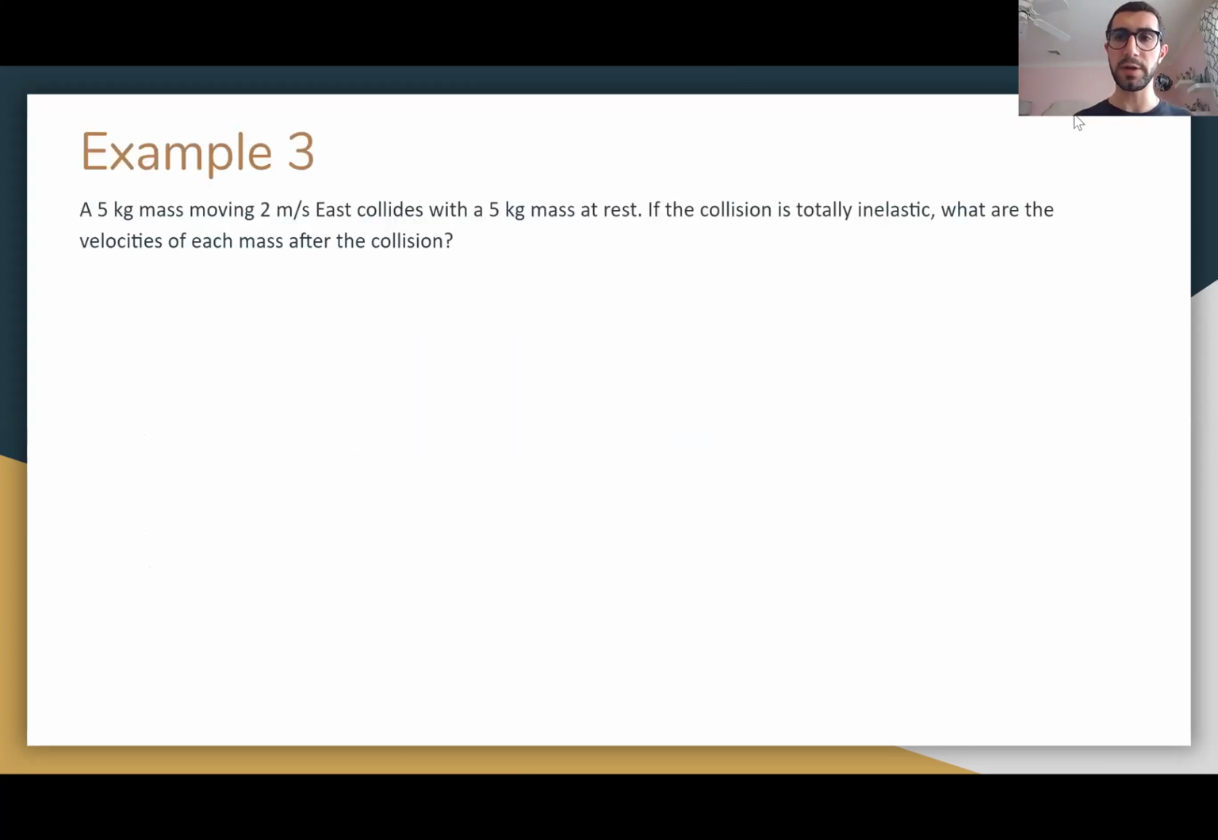So let's do out an example. A 5 kilogram mass moving 2 meters per second east collides with a 5 kilogram mass at rest. If the collision is totally inelastic, what are the velocities of each mass after the collision?